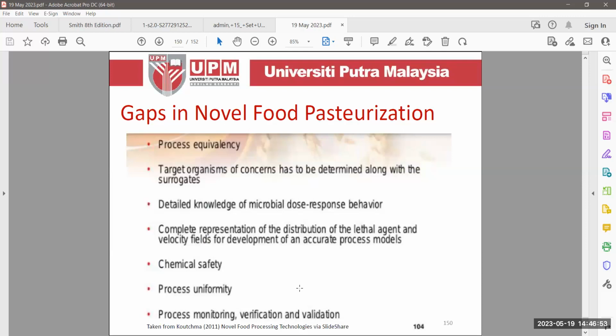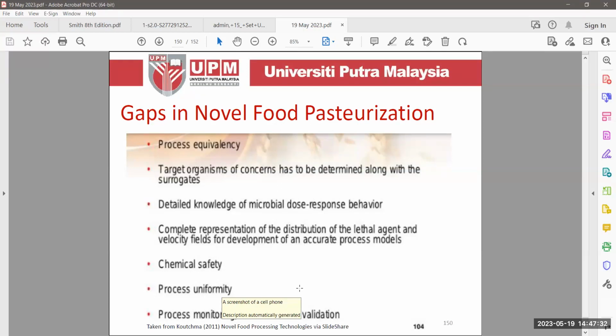And in general, the gaps or the challenges in adopting novel food pasteurization or even non-thermal pasteurization is the process equivalency or the standard operation. And of course, the target organism of concern has to be determined along with the surrogate. Sometimes a secondary contamination can happen. So for that specific food product, you have to work along with the secondary infection. And of course, you need to know in detail the knowledge of microbial dose response behavior.